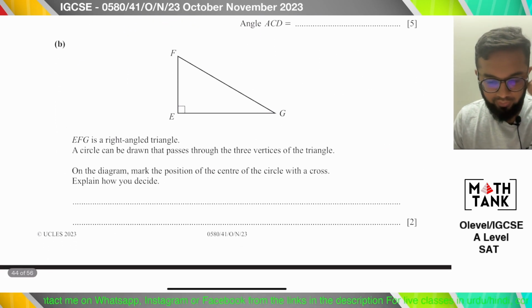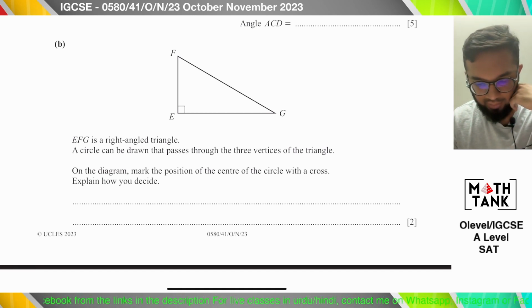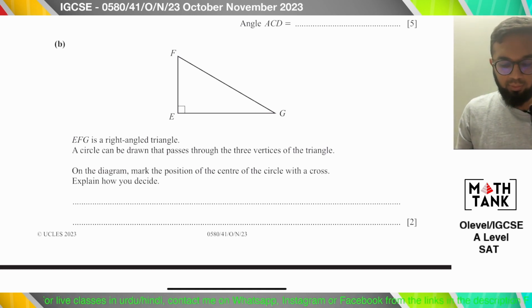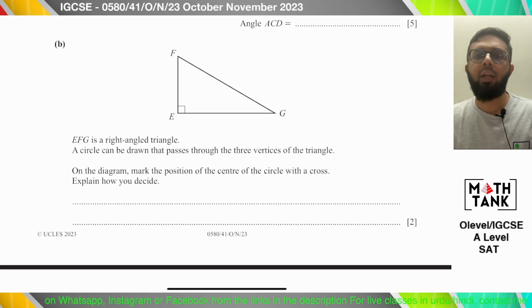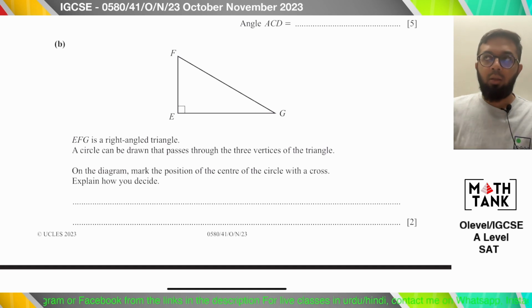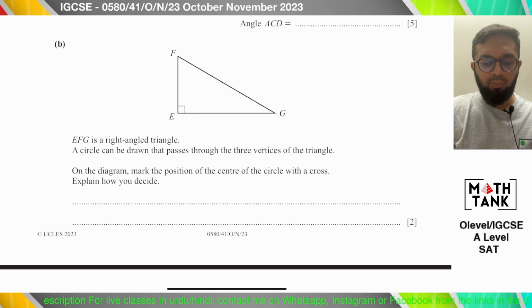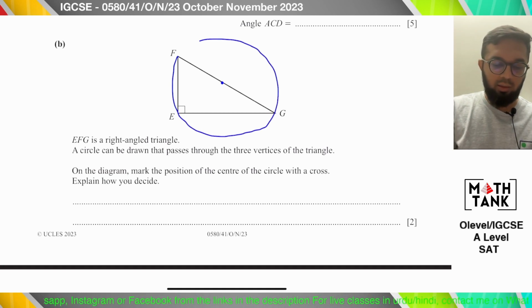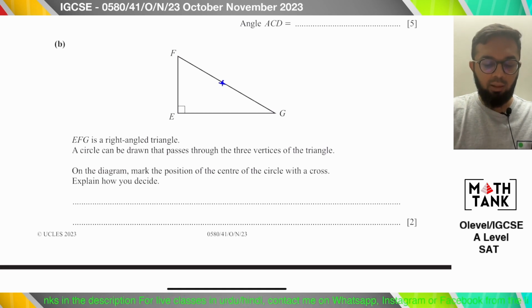Then it says EFG is a right triangle. A circle can be drawn that passes through the three vertices of the triangle. On the diagram, mark the position of the center of the circle with a cross. Explain how you decide. Whenever there's a right triangle that makes a circle, remember that the circle property says the diameter creates a right angle at the circumference. So if you want to draw a circle, you will certainly know that FG has to be the diameter of that circle. The center is the midpoint of that.